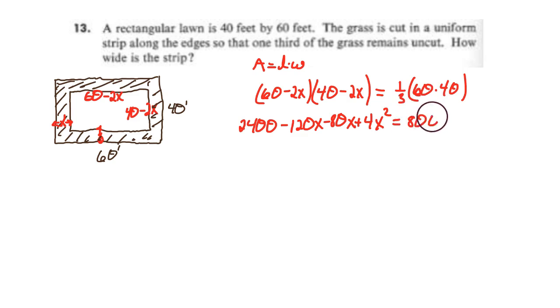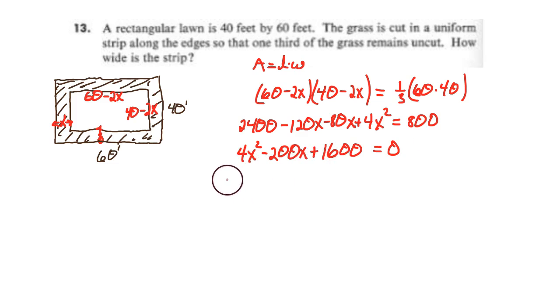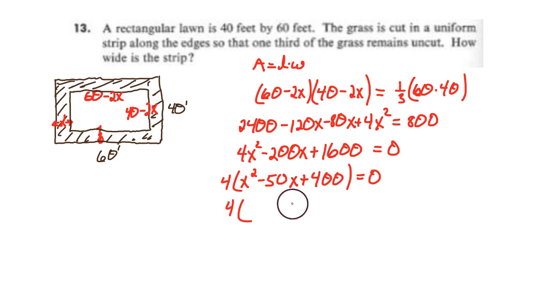That's 800. Now let's combine like terms on the left side and subtract the 800 in order to get a 0. We have 4x squared minus 200x, and then the 2,400 minus 800 is 1,600, and that's equal to 0. This trinomial has a greatest common factor of 4, so let's factor that out the front. And then factor the remaining trinomial using FOIL.